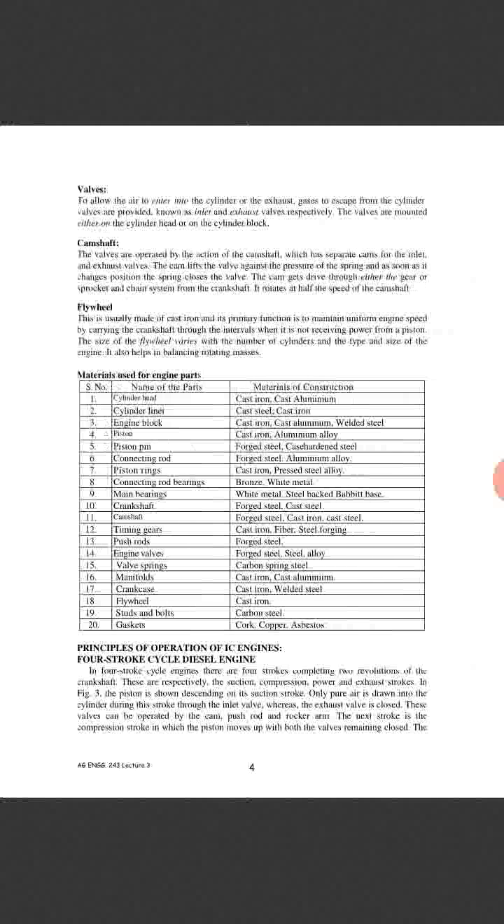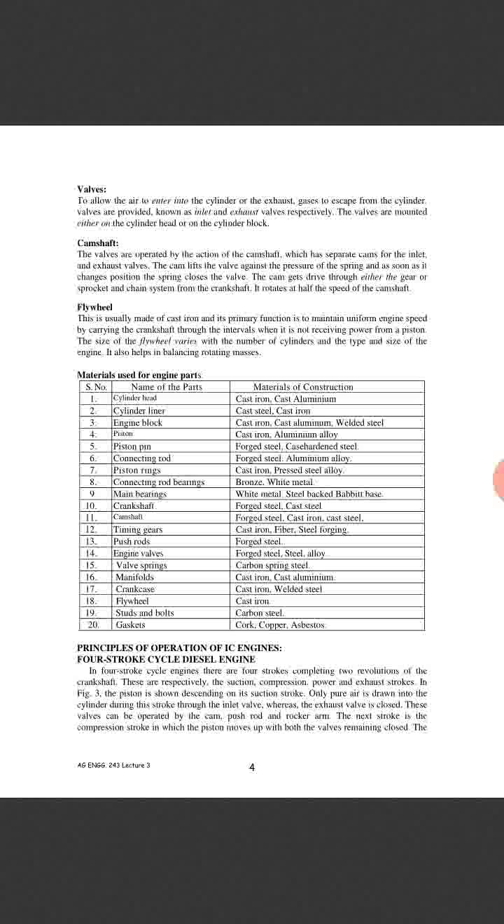Next component is the valves. To allow the air to enter the cylinder or the exhaust gases to escape from the cylinder, valves are provided, known as inlet and exhaust valves respectively. The valves are mounted either on the cylinder head or on the cylinder block.